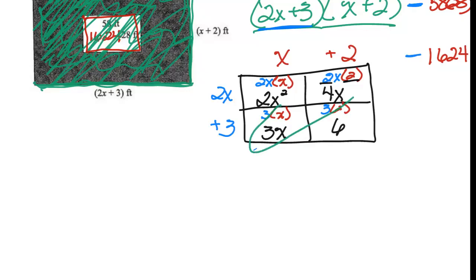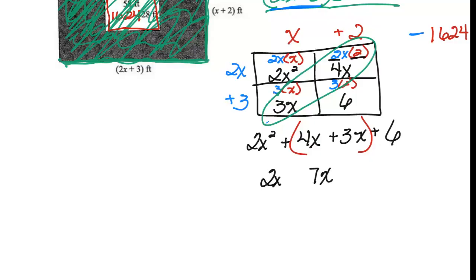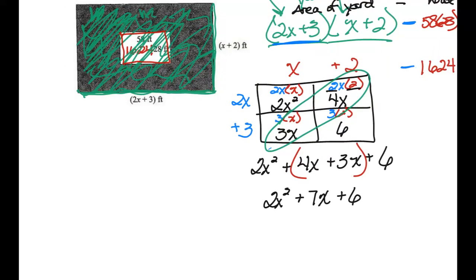Here are my like terms. So this is 2x squared plus 4x plus 3x plus 6. Here are my like terms. What is 4x plus 3x? 7x. And I have 2x squared in front. I have plus 6 here. And remember, this is just the area of the entire yard.